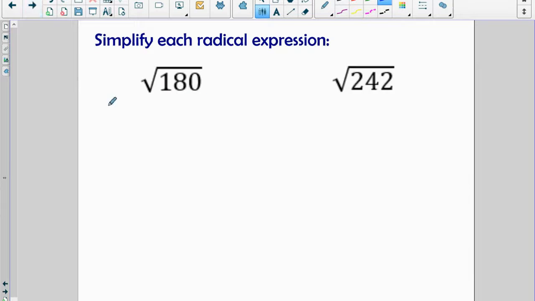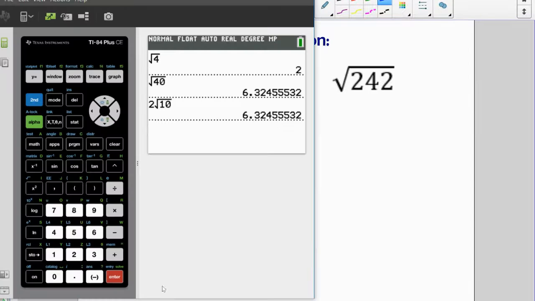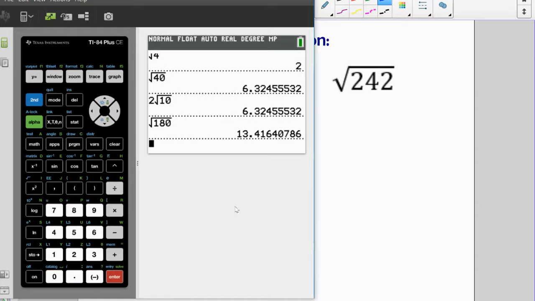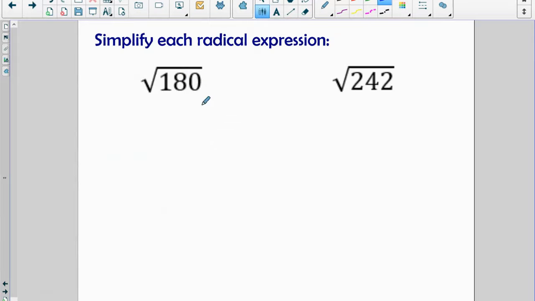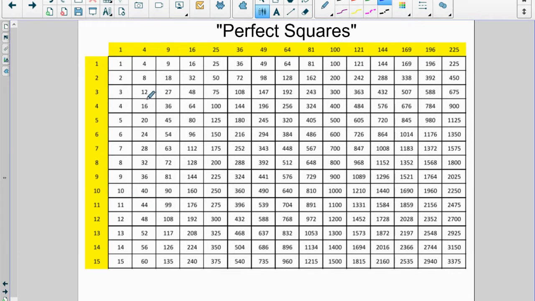Let's look at a few more. This time we have the square root of 180. We have to think about, is 180 a perfect square? Let's check square root 180, and it is not a perfect square because we get these decimals here. So we want to see if there's a way to simplify the square root of 180. Try to think about what perfect squares you might be able to divide out of 180. Usually it's a good idea to start with the larger perfect squares, because if it can be divided by multiple perfect squares, we want to divide it by the biggest one.